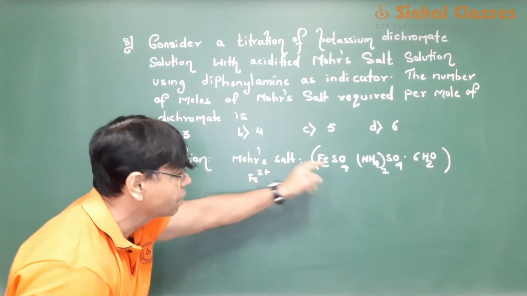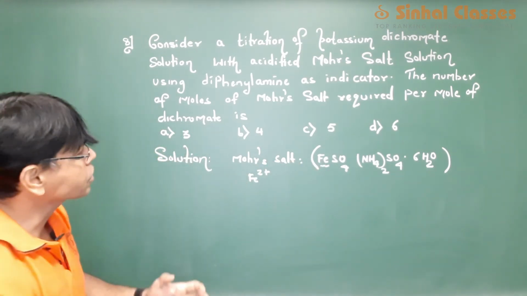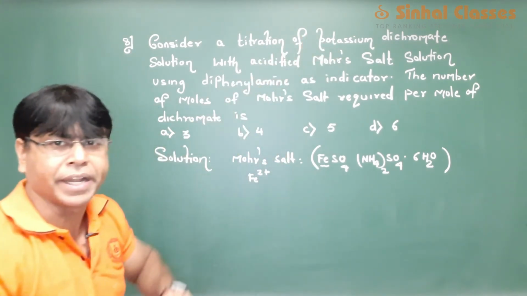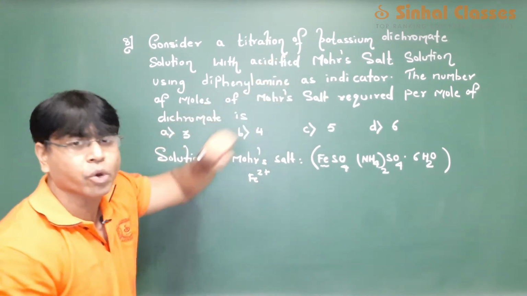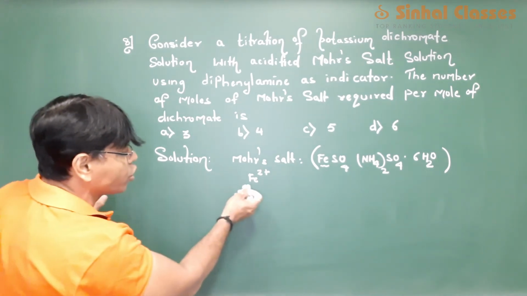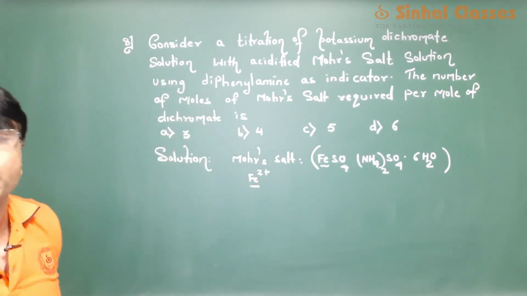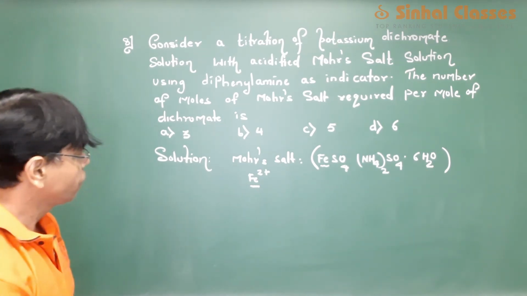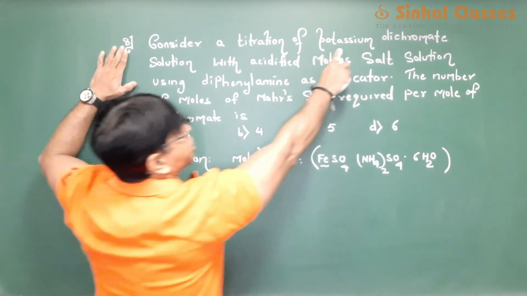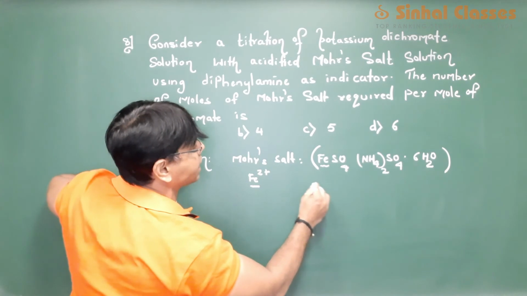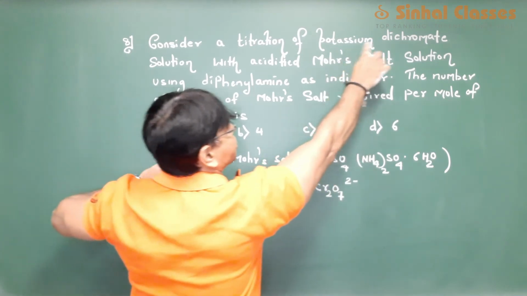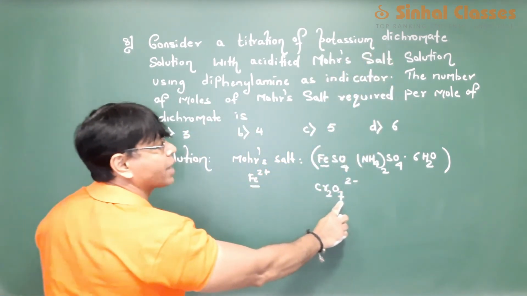they are asking how many moles of Mohr's salt should I take to neutralize this dichromate? To neutralize this dichromate, how many moles should I take of Mohr's salt? In short, I want to know how much Fe2+ can be taken for neutralizing dichromate. So let's see how to work it out. Now potassium dichromate, the ions can be written like this: Cr2O7 2-.